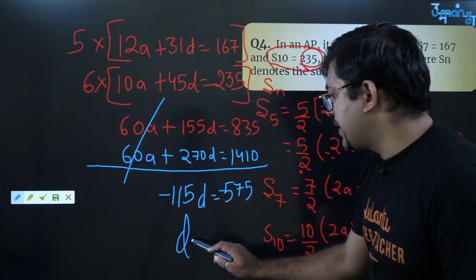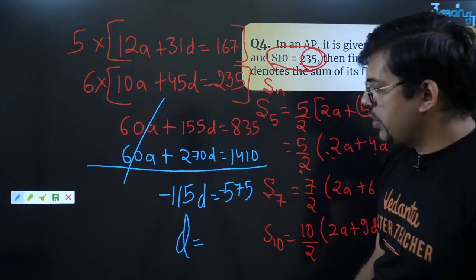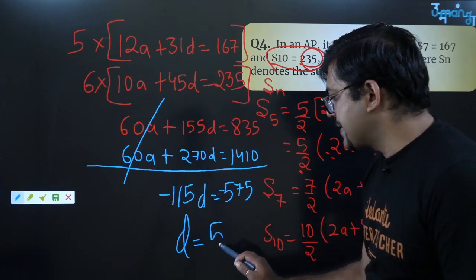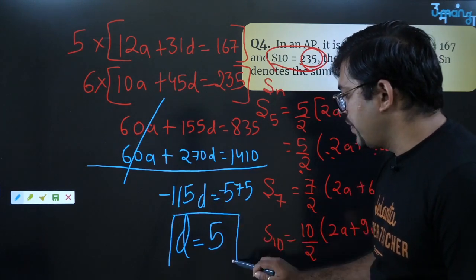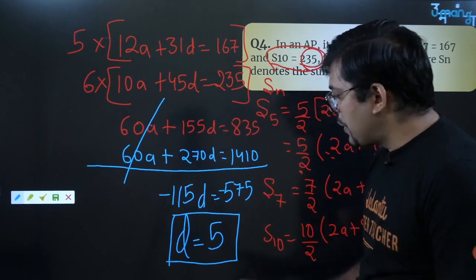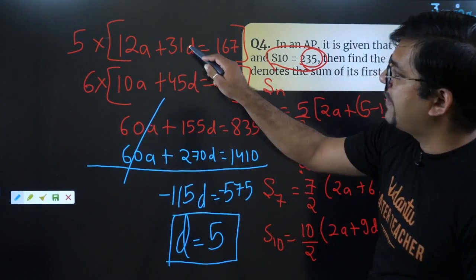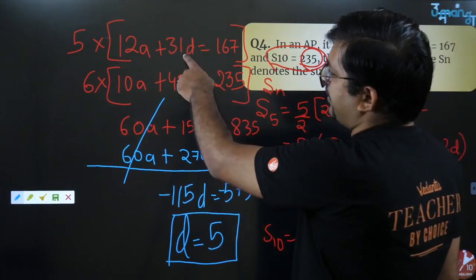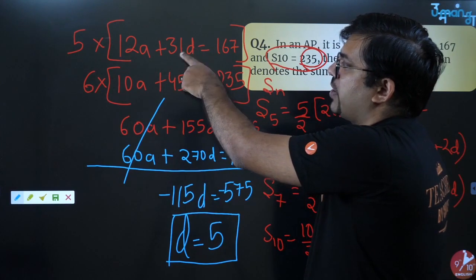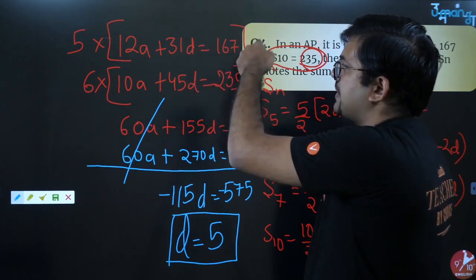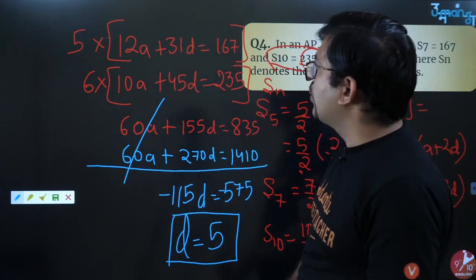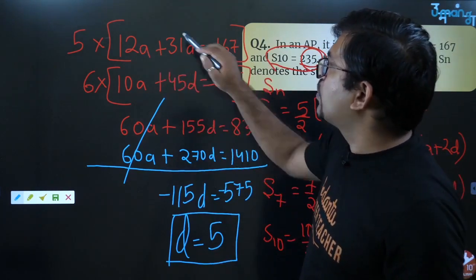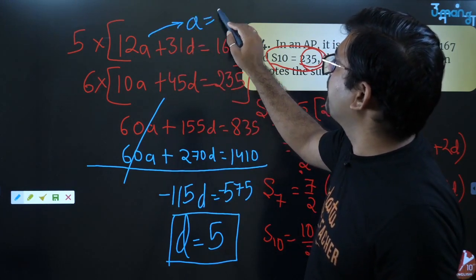So you will get d very easily. You can just simply cancel it by 5, and hence d will be equals to 5. So we got d equals to 5. Once we got d equals to 5, you can put this value in any of these equations. Let's say for example, you put it here. 31 into 5 will be 155 going to this side. So you will get 167 minus 155, which is 12. 12a equals to 12, hence a will be equals to 1.